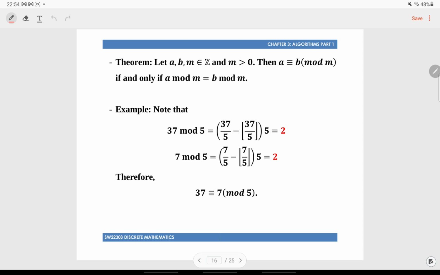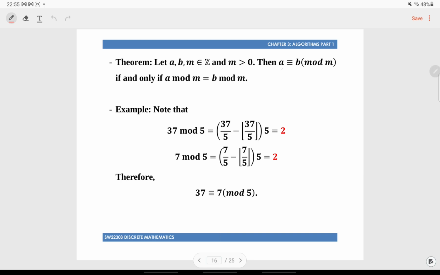Okay, so now we consider the following theorem. Let's say we have three integers a, b, and m, where the integer m is greater than 0. Then a is congruent to b mod m if and only if a mod m is equal to b. What does it mean? That means if a is divided by m and the remainder is equal to b, then we can say that a is congruent to b mod m.